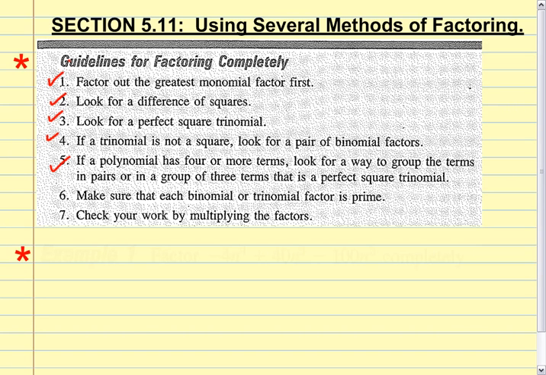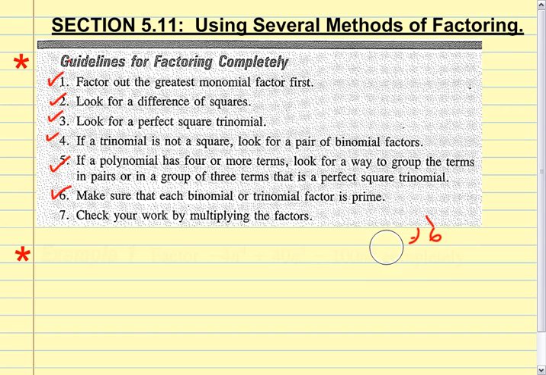It may be 2 and 2. It might be 1 and 3. Okay? Then, once we're done, we need to make sure that each binomial or trinomial factor is prime. I don't want to just factor once and then stop. Again, that's like saying, oh, good, 12 is 2 times 6. I'm done. You're not done. You need to keep factoring until you can't factor. Okay? Number 6 there says keep going until you have factored everything and it cannot factor anymore.